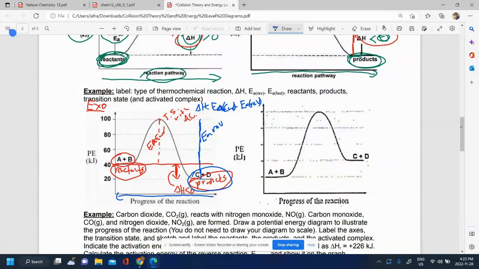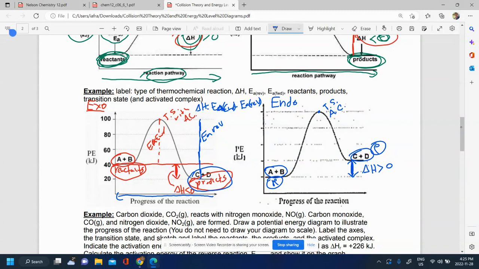So once again, my first step is going to be to label reactants and products right there. I notice the products are higher in energy than my reactants. Therefore, there must have been an absorption of energy. So this is an endothermic system. The delta H is simply the difference between reactants and products. So delta H is over here, and it is positive. It's greater than 0. To find your EA, you basically find the highest point. That's your transition state with the activation complex.